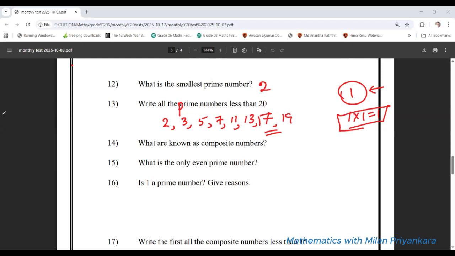I have seen some children answer, when asked what the smallest prime number is, that they usually say 1, and that's completely wrong according to the definition, right? Okay.